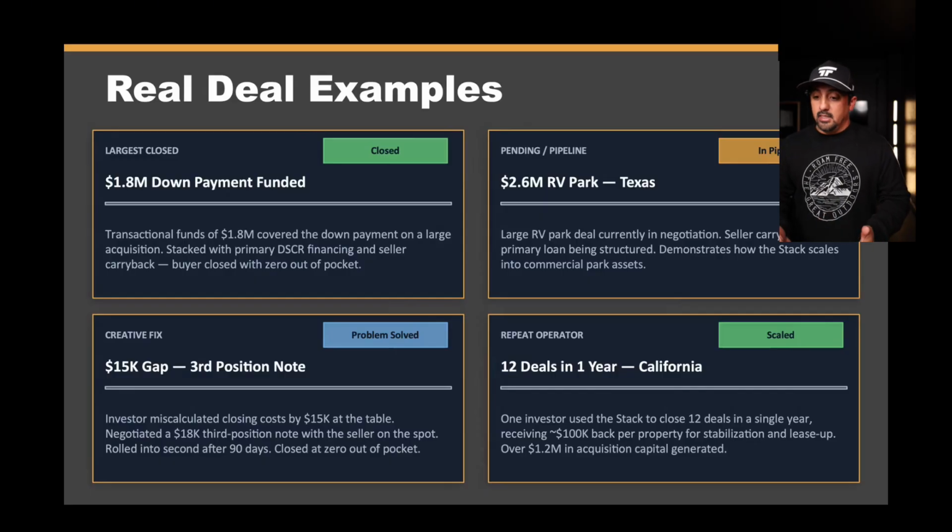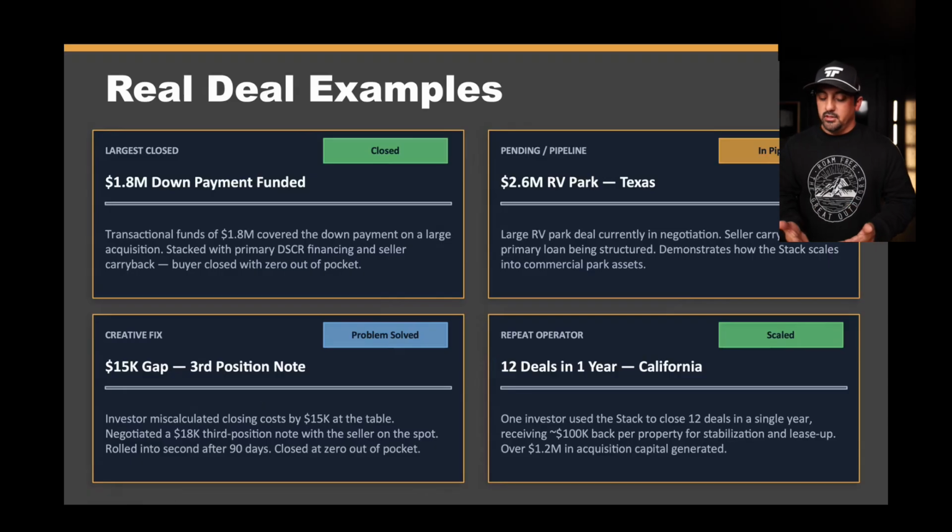Right now in the pipeline, I have a $2.6 million down payment only. So this is probably a mess up on the slide. I should have described that better. But it's not a $2.6 million RV park. This is the $2.6 million down payment that we would be providing if this deal goes to close. So that tells you a little bit about how big that park actually is and how much it's actually selling for.